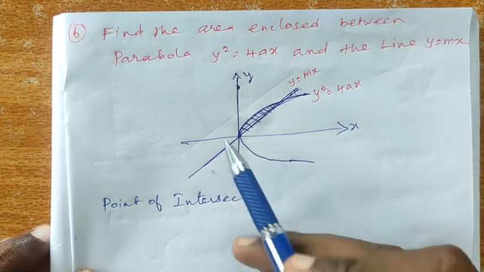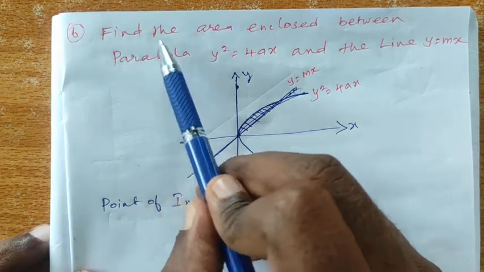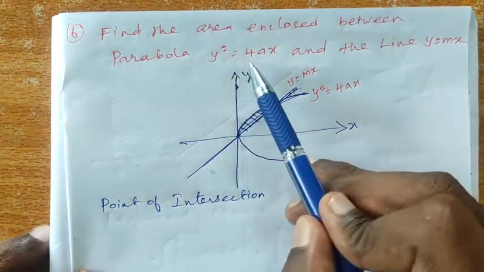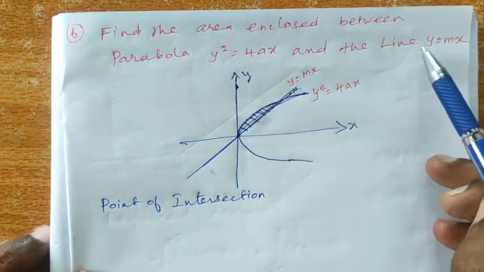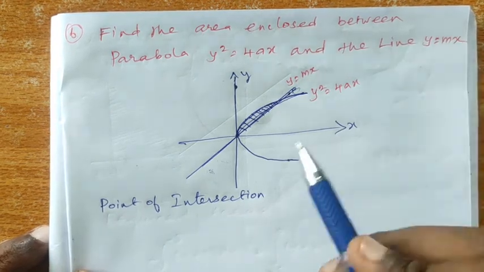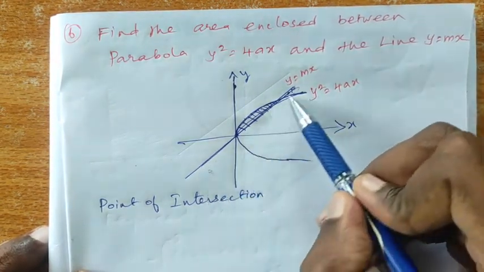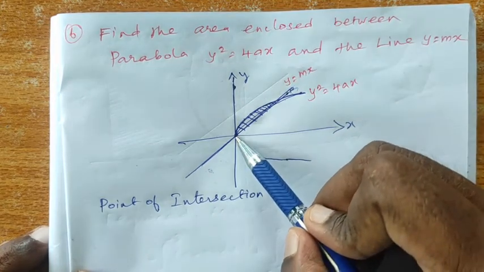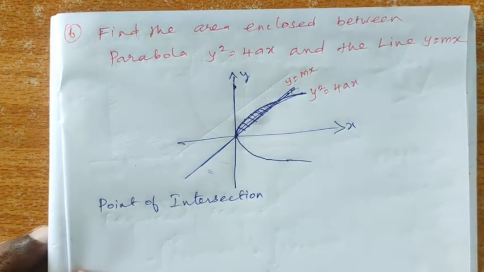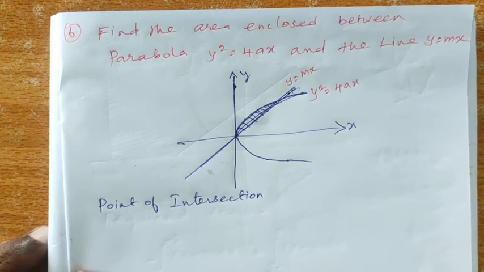Next sum, listeners. Sixth problem: find the area enclosed between the parabola y square equal to 4ax and the line y equal to mx. The parabola y square equal to 4ax opens rightwards, and the line y equal to mx passes through the origin. Now we have to find the points of intersection.